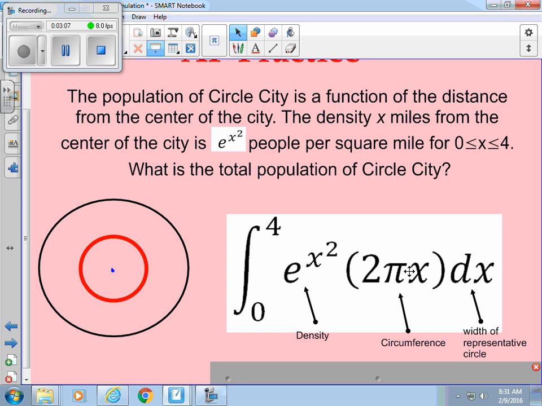Now, why did they do 2 pi x? What did x stand for? The density x miles from the center. And so Grant was right when he said r. X is r. It's the x miles from the center, so that's the radius of the circle.